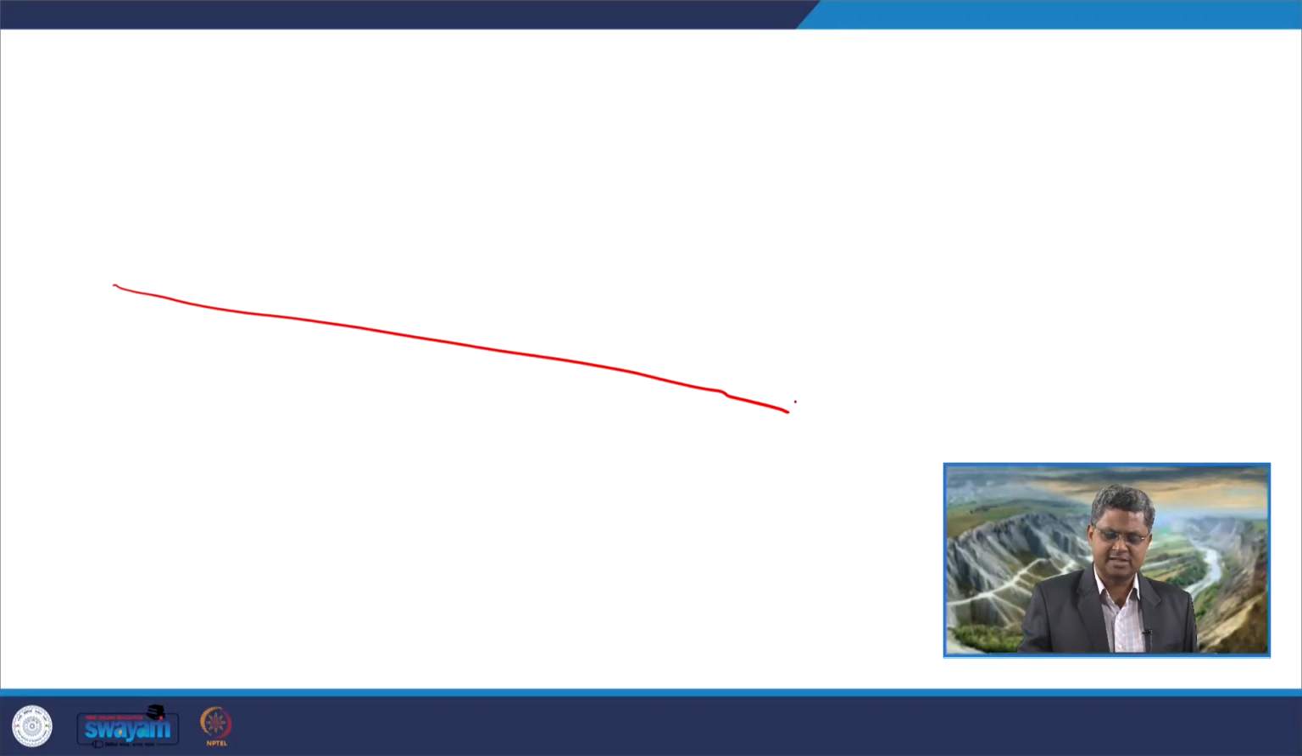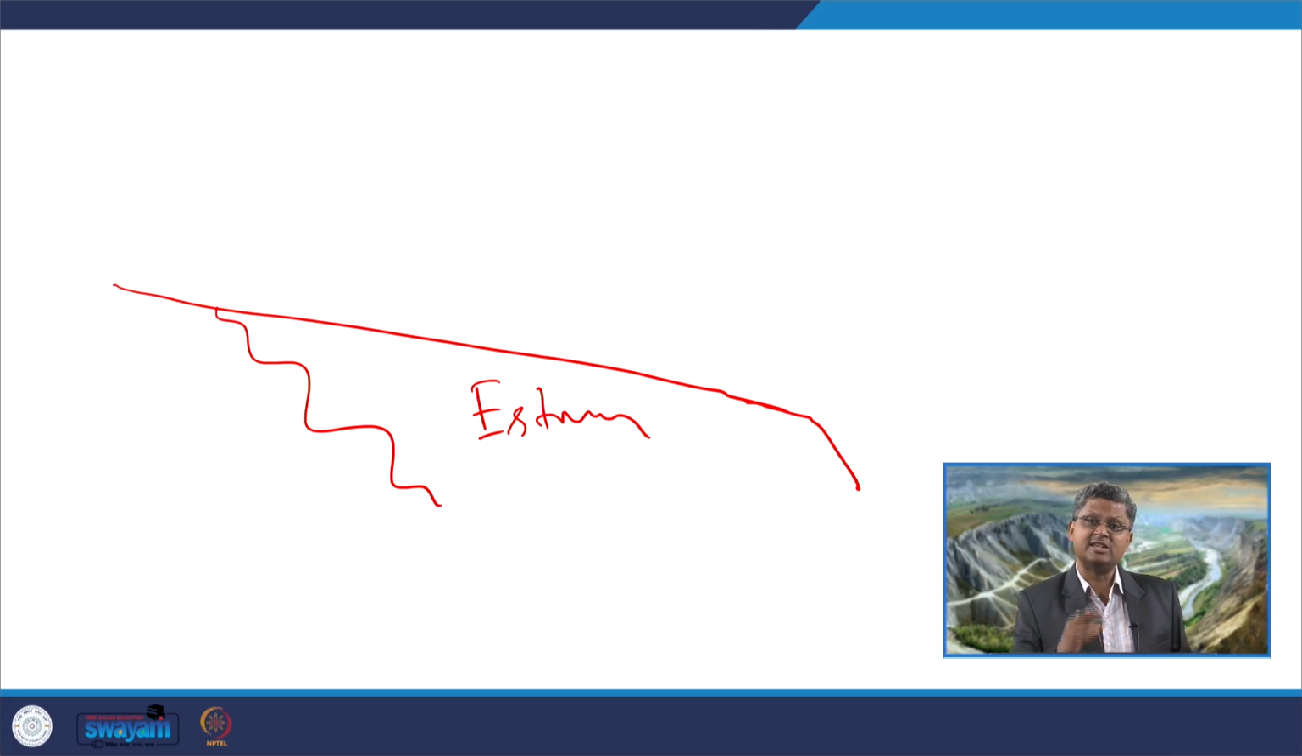So, if I just try to explain this, say this is the maximum flooding surface, and below this we are getting the estuary system, say for example this is the estuary system. So, when this maximum flooding surface is reached, that is the end of the transgression, and this is the meandering fluvial system. On this system now, what will happen?